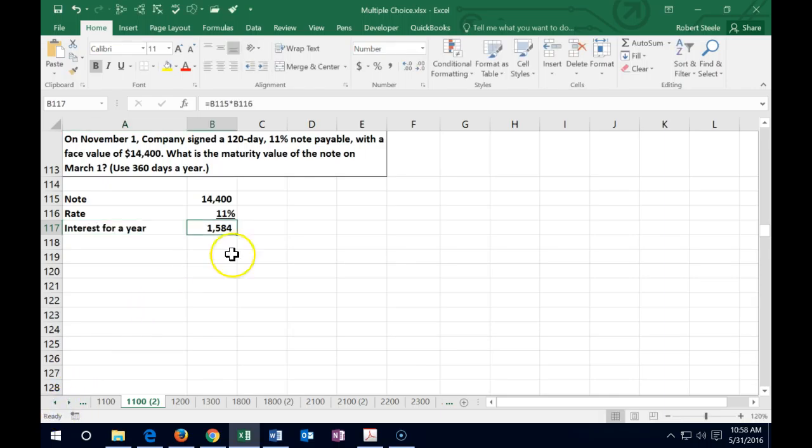So remember that convention. Anytime we say interest, if I say 11%, I mean a year. I'm not going to say it's 11% interest a year for a 120-day note. It's a 120-day note, even though we're quoting a yearly rate. That's just the custom that we have.